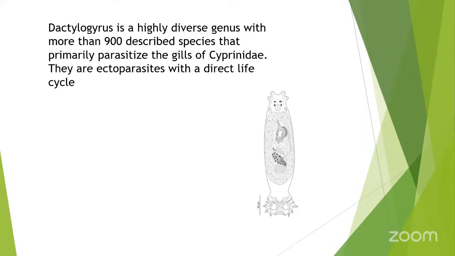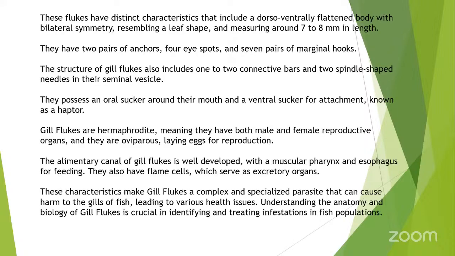It's a highly diverse genus with more than 900 described species that primarily parasitize the gills of Cyprinidae. They are ectoparasites with a direct life cycle. Now, these flukes have distinct characteristics that include a dorso-ventrally flattened body with bilateral symmetry resembling a leaf shape and measuring around 7 to 8 mm in length.